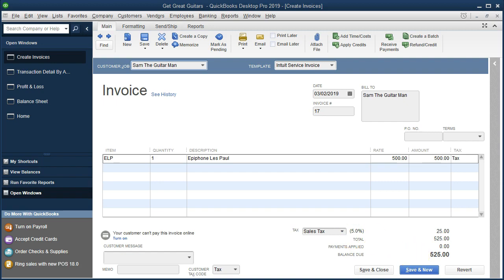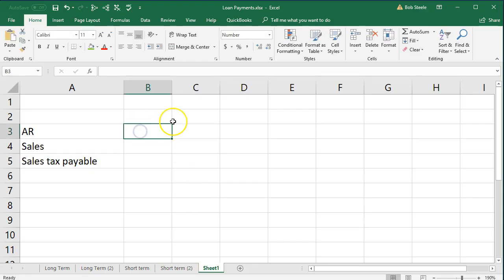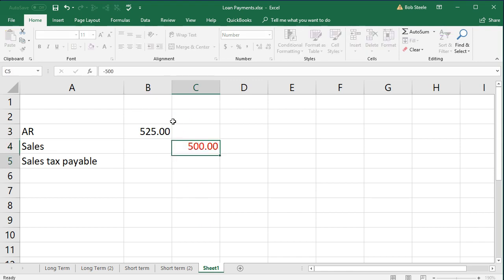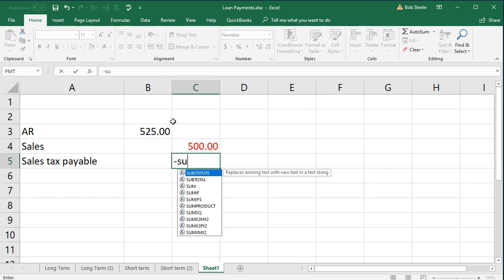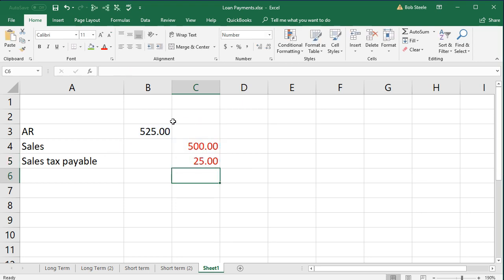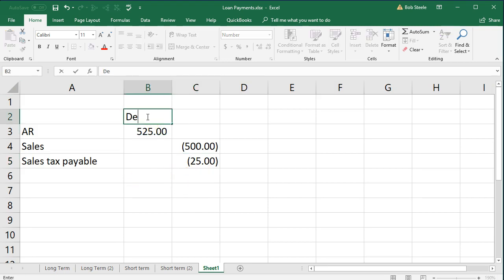So sales was $525. That's going to be a debit. The credit's going to be $500. And the difference is going to be $25. And that will, of course, go to the payable. So this is one kind of transaction, and this would be debit and credit. So that's one half of what happens.